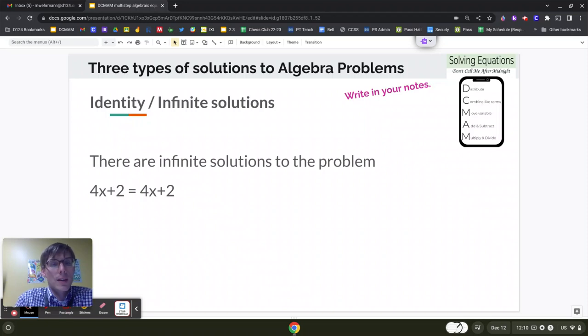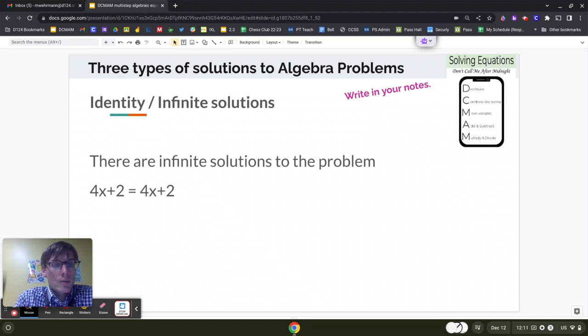Let's look at this example. 4x plus 2 equals 4x plus 2. Okay, looking at our Don't Call Me After Midnight acronym, what is the first step we should do? Once again, the first step is going to be to move that variable, right? So we want all the variables on the same side. Since we have no distribution, no combining of like terms, we're going to go to moving that variable. So we'll subtract 4x from the right and 4x from the left.